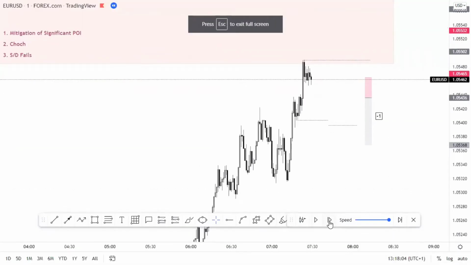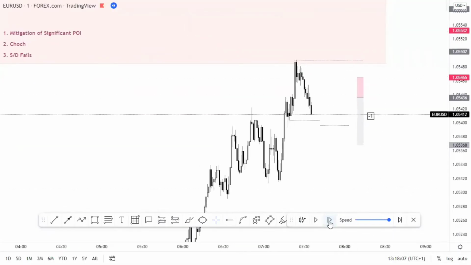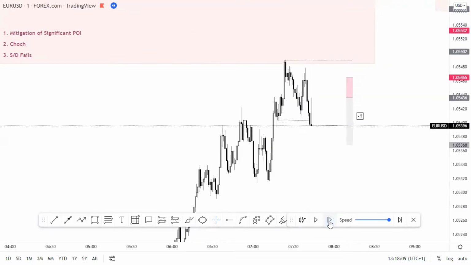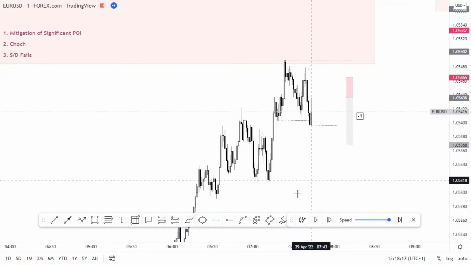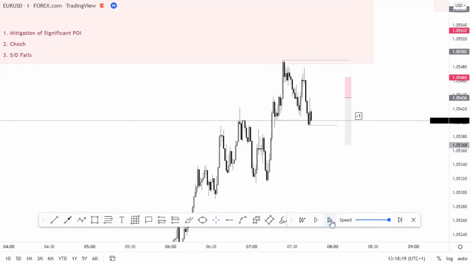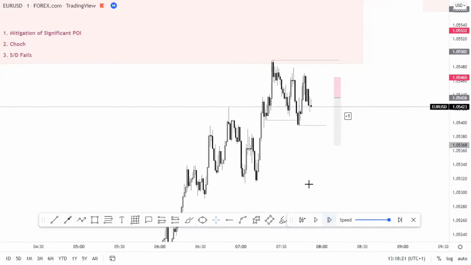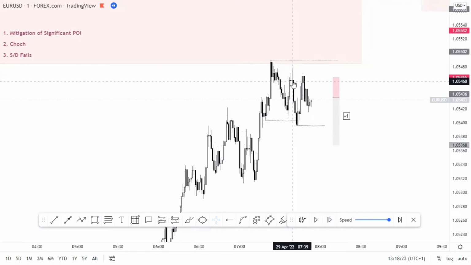So I waited for it to go down and break this flow, which is the one that actually caused the sweep of these two structures to the upside. So I took this as my first change of character. I was not satisfied, so I had to wait for a second one. Then it went up and mitigated this supply zone.